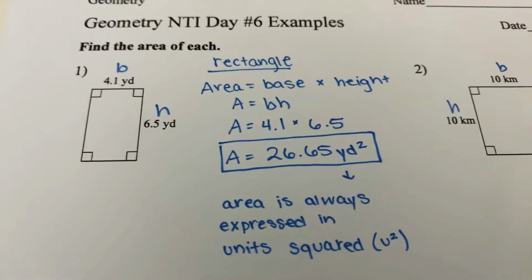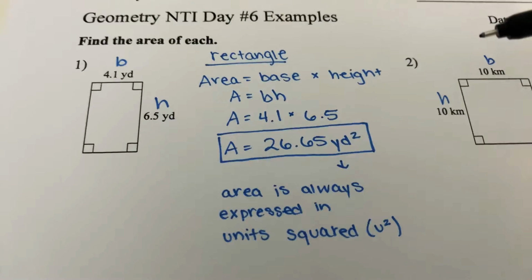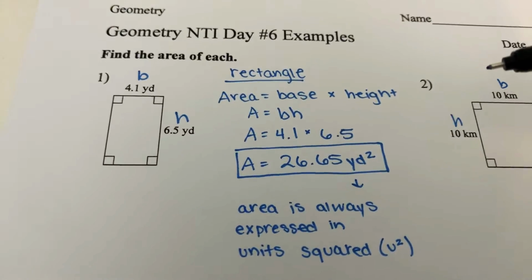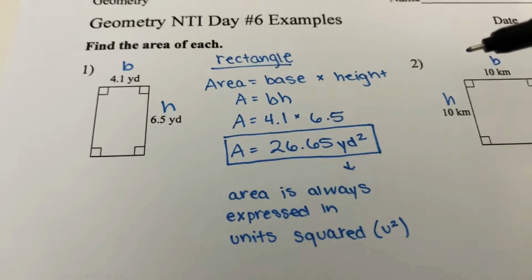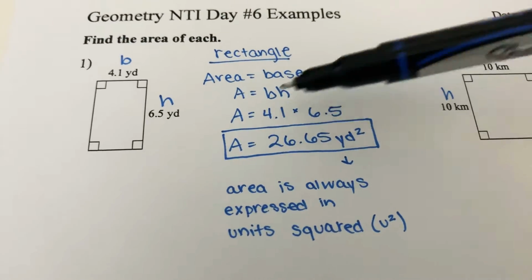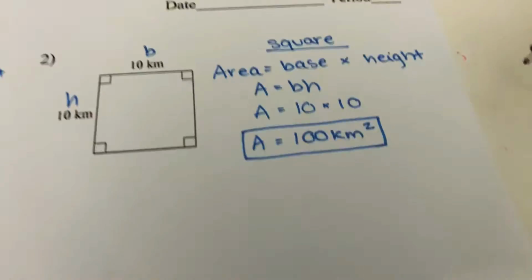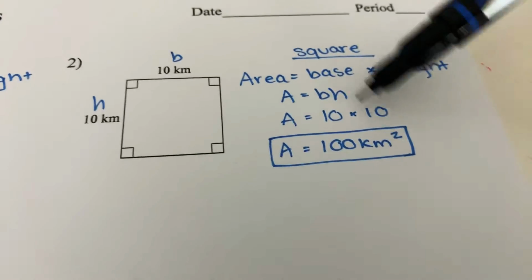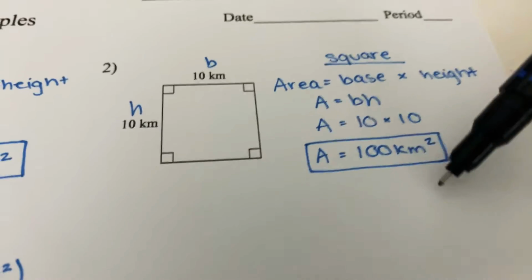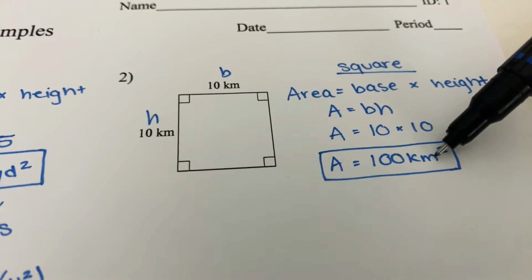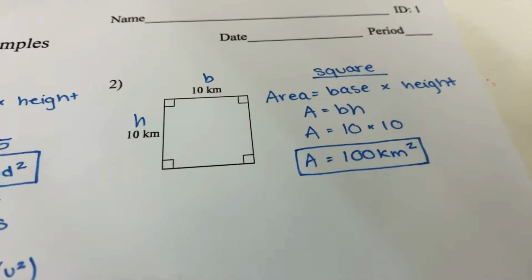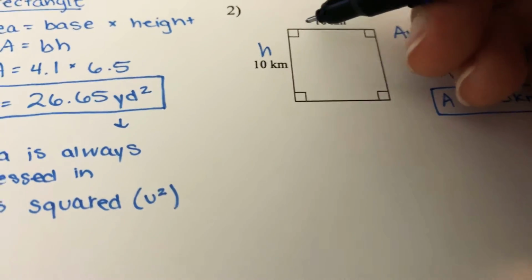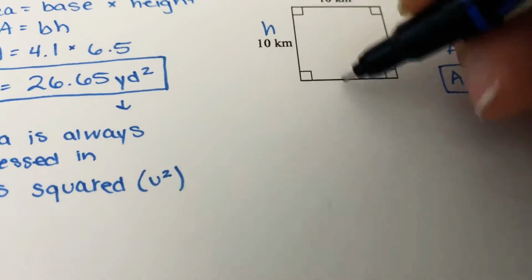The nice thing about area is that base times height, that is the foundation of every formula we're going to look at except for the circle. Okay, so a rectangle, you multiply base times height. For a square, same thing, base times height. So here I'd have 10 times 10, and I get 100 kilometers squared. And an easy way to think about squared, and I wanted to wait until I had this, is that I could split this shape up into 10.